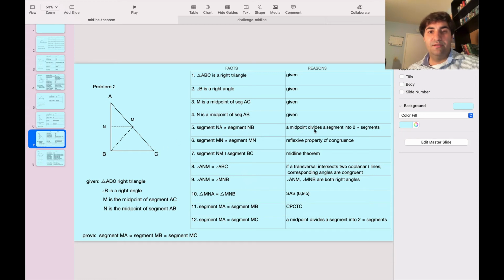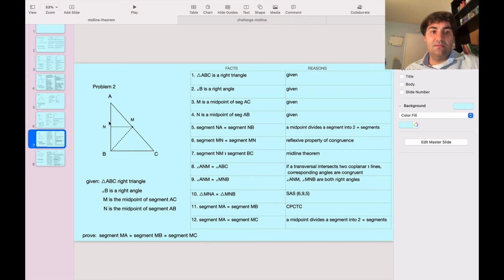We know a midpoint divides a segment into 2 congruent segments. So in other words, since N is the midpoint of segment AB, we know that segment NA is congruent to segment NB. By the reflexive property of congruence, segment MN is congruent to itself. Since we know that N and M are midpoints, we can use the midline theorem, and we know that segment NM is parallel to segment BC.